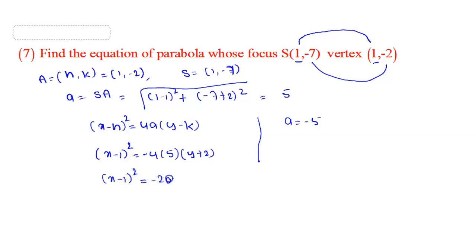So what is our value? (x minus 1) whole square is equal to minus 20 into (y plus 2). This is my answer.